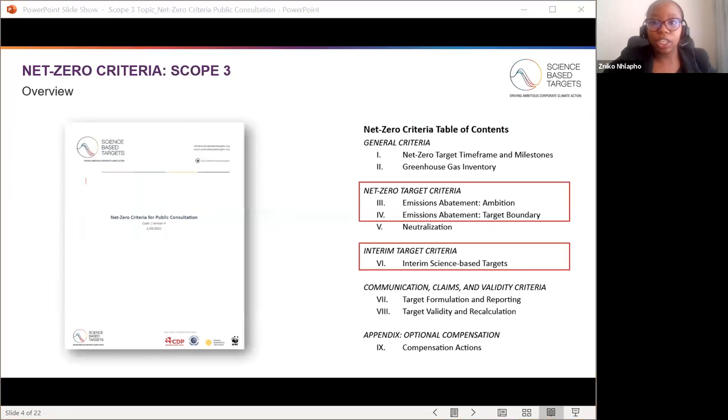So for this session, I will focus specifically on Chapter 3, discussing net zero target ambition, Chapter 4, discussing net zero target boundary, and also Chapter 6, which will be discussing interim science-based targets. And all of this is in the context of Scope 3 emissions abatement targets.